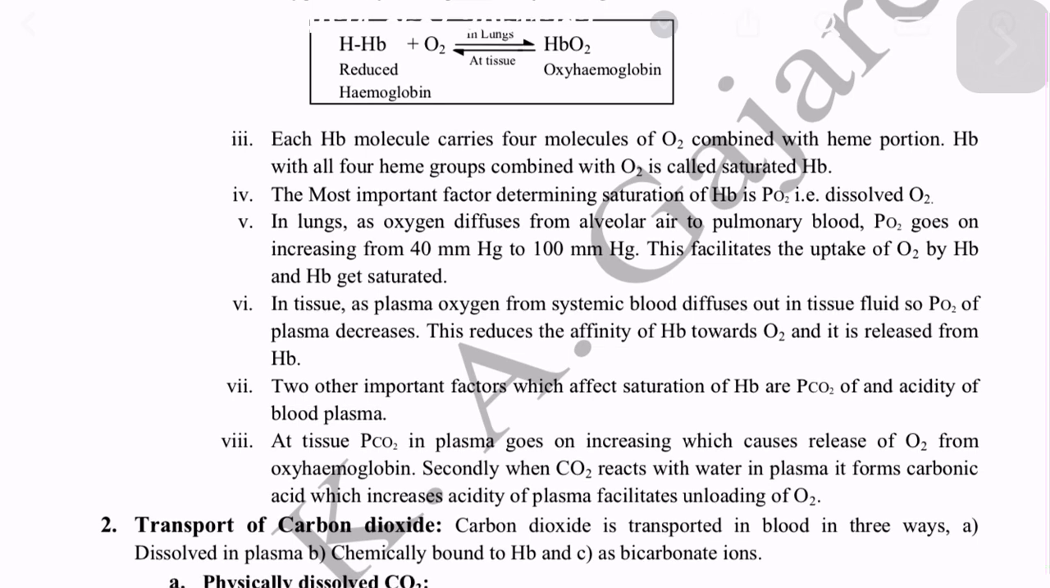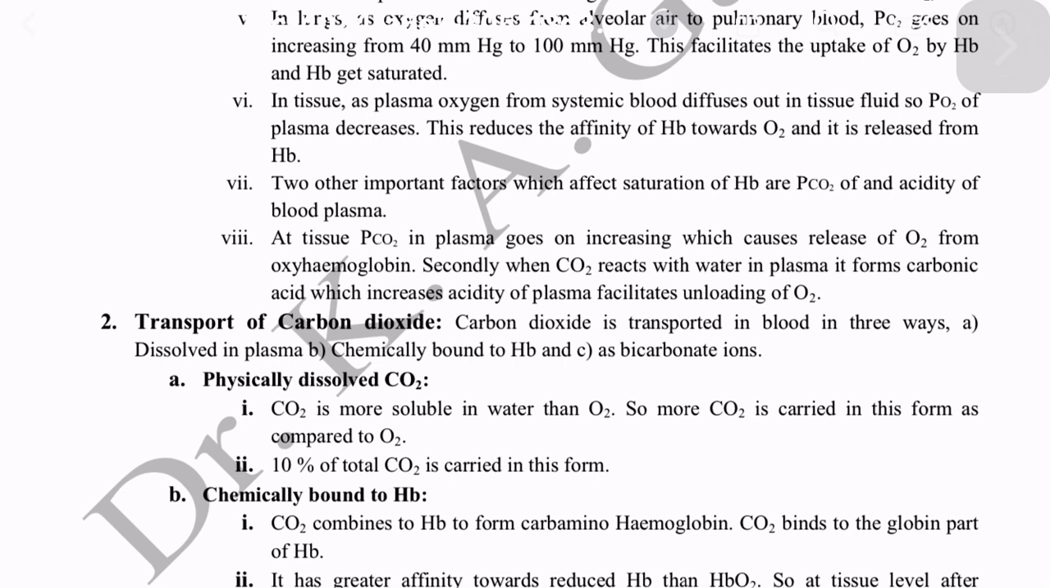Two other important factors which affect saturation of Hb are PCO2 and acidity of blood plasma. At tissue, PCO2 in plasma goes on increasing, which causes release of O2 from oxyhemoglobin. Secondly, when CO2 reacts with the water in plasma, it forms carbonic acid, which increases acidity of plasma and facilitates unloading of O2. In lungs, HHb plus O2 gives HbO2, from reduced hemoglobin to oxyhemoglobin.